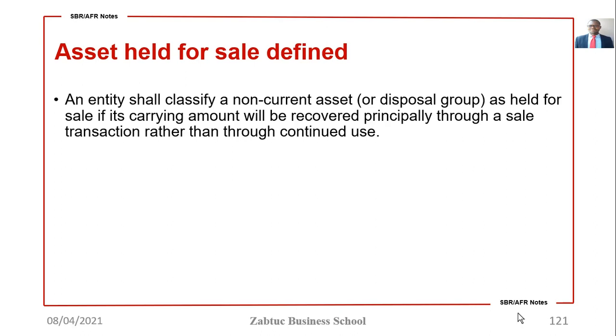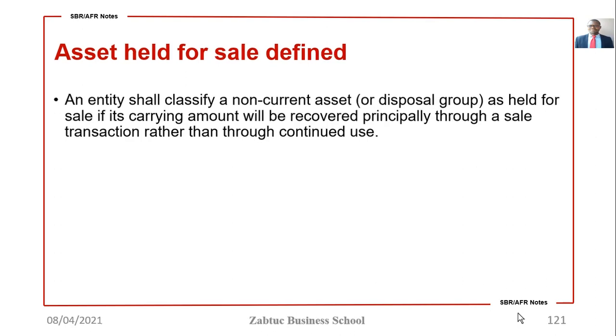Assets held for sale are simply assets earmarked to be sold. An entity shall classify a non-current asset as held for sale if its carrying amount will be recovered principally through a sale transaction rather than through continued usage.